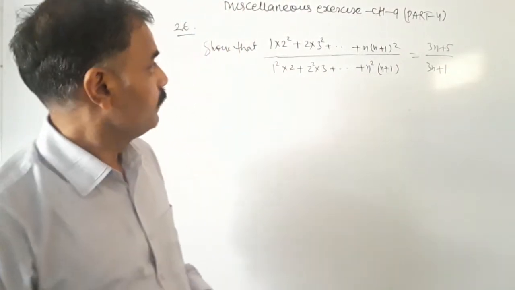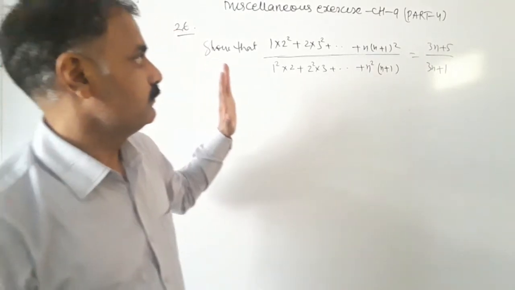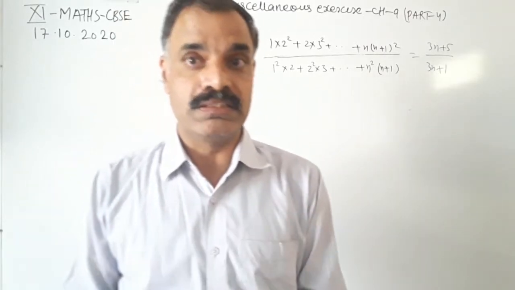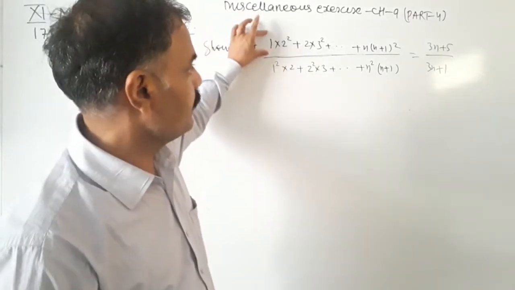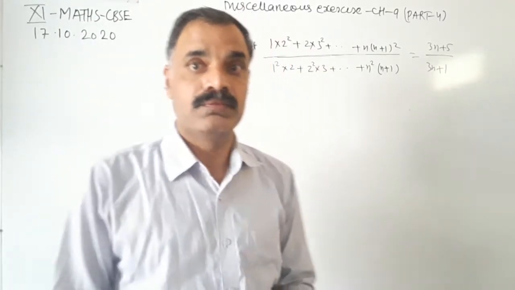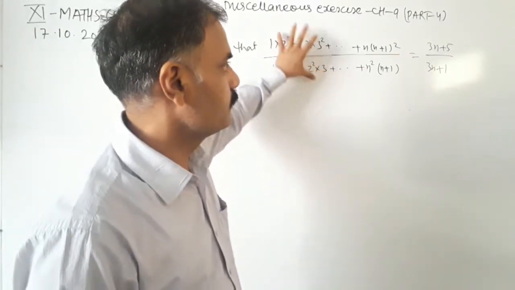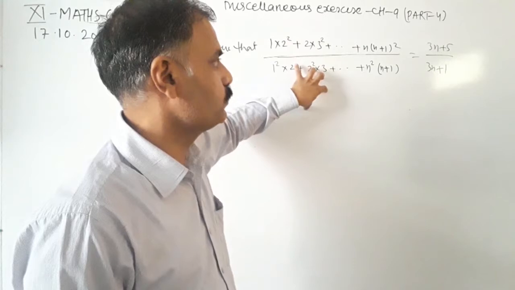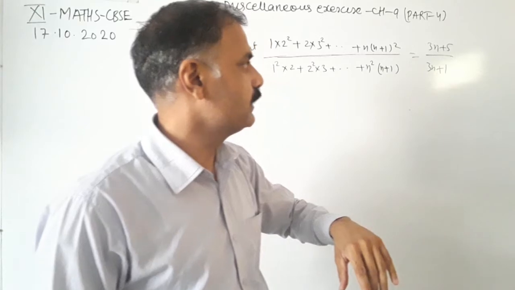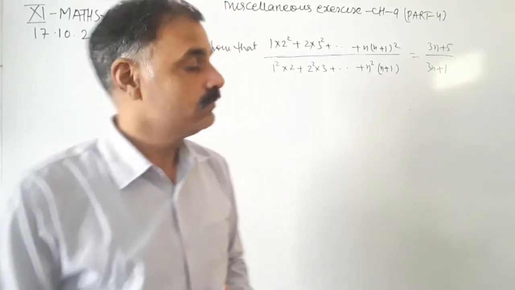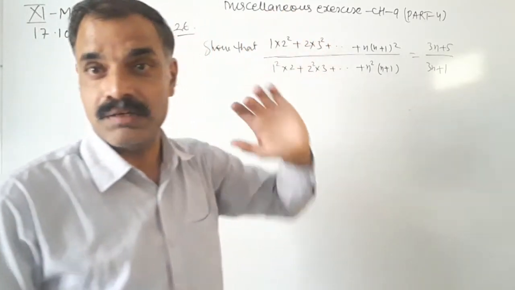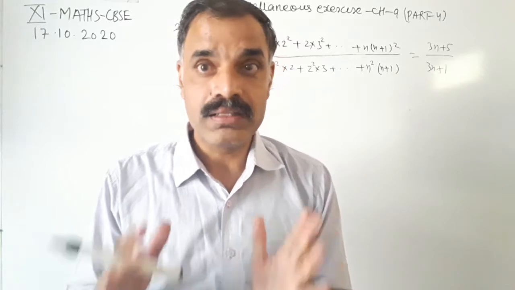Now, first of all, let us see the left hand side. The left hand side is the ratio of the two series, that is Sn and S dash n, the ratio of the sums of the two series, and we have to show the ratio is equal to (3n plus 5) upon (3n plus 1). Now we have to evaluate both the series separately. After that we will find the ratio.